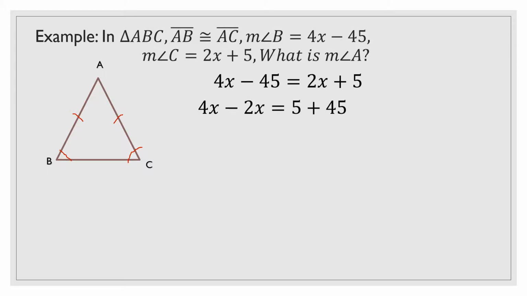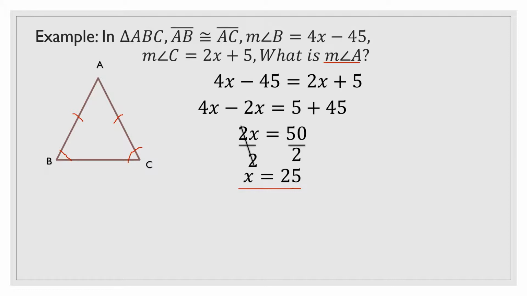So we will combine 4x and 2x, then combine 5 and 45. So 4x minus 2x is 2x, 5 plus 45 is 50. Then divide both sides of the equation by 2. So x now is equal to 25. So, hindi pa tayo natatapos doon. Bakit? Because what we are looking for is the measurement of angle A.